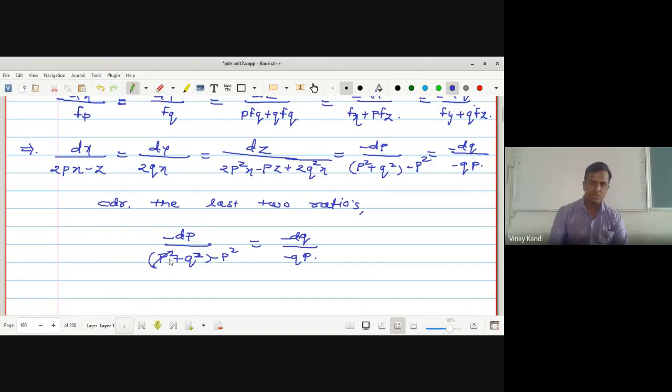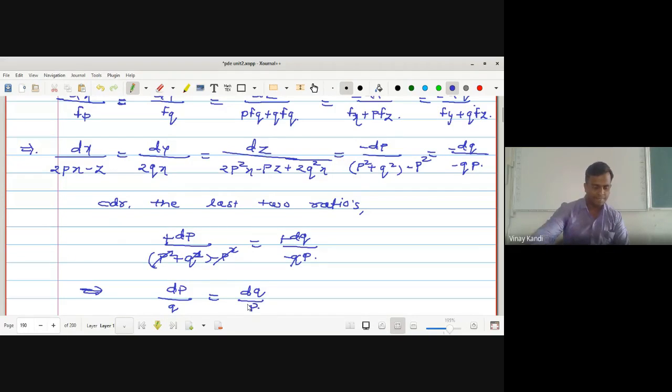ओके, हा तुमचा कॅन्सल होईल. मायनस मायनस प्लस होईल. ओके, इकडचा एक क्यू जाईल आणि इकडचा एक क्यू जाईल. So what implies dp upon q. Okay, dp upon q is equal to dq upon p.